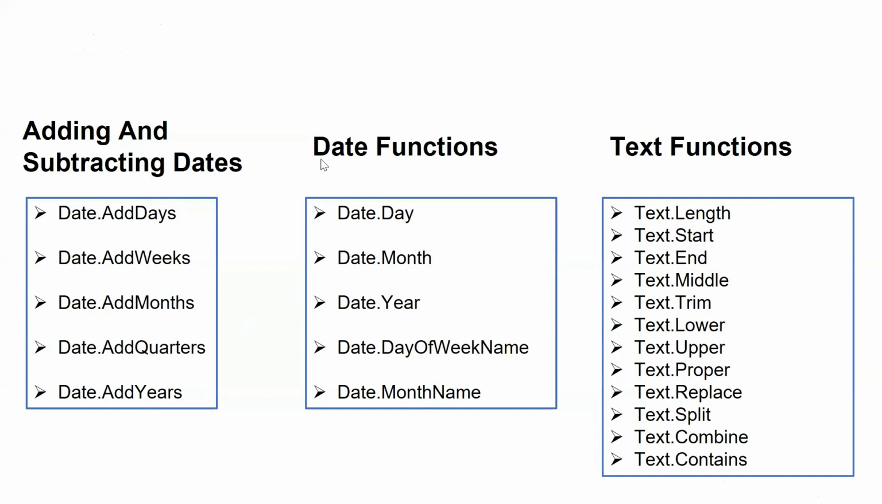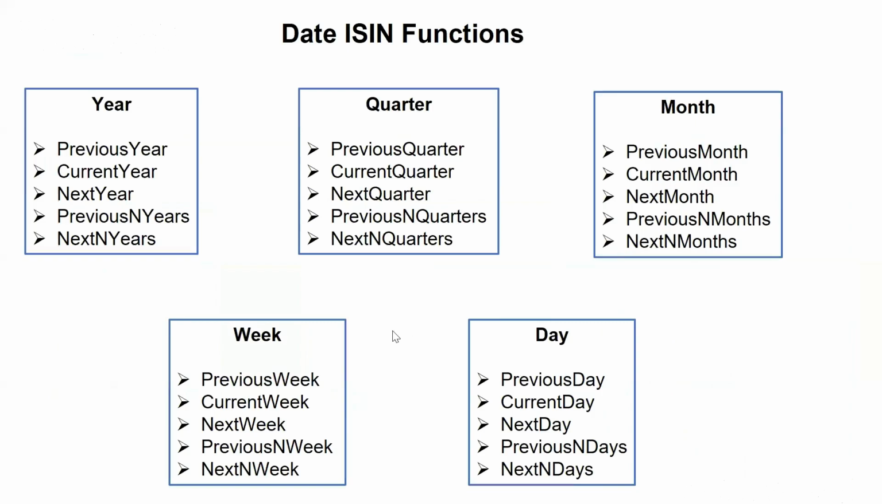Then we will talk about the date functions again. These date functions would be extracting the day, month, year, or any day of the week name or month name from a particular date column. Then we will be looking at some of the text functions over here. So let's go to the Power Query and see how we can create this M language.